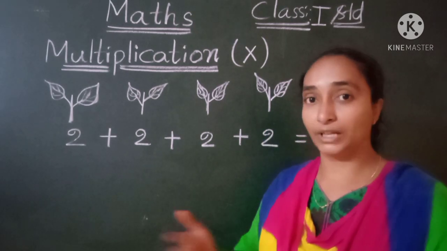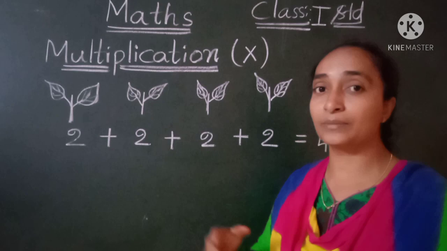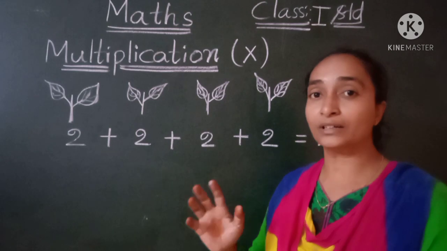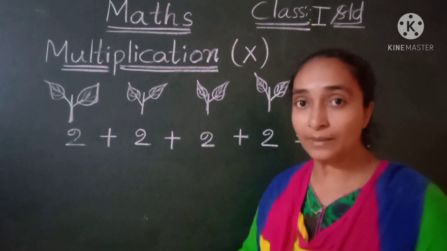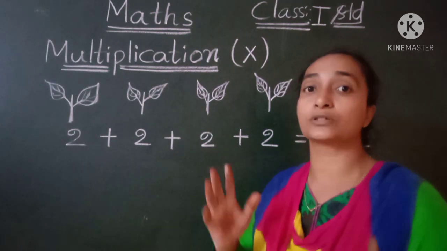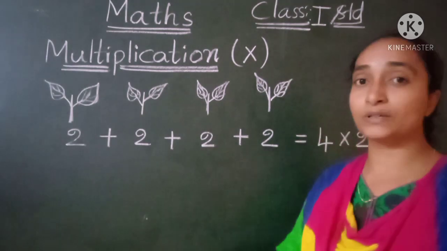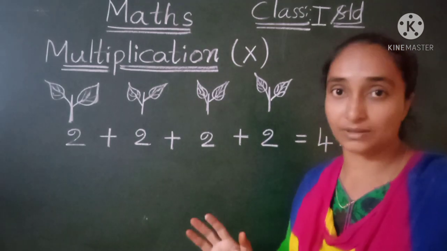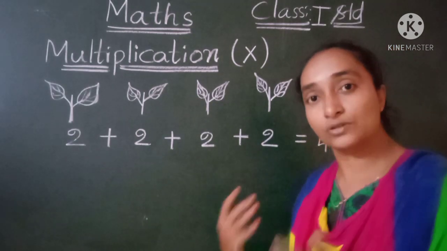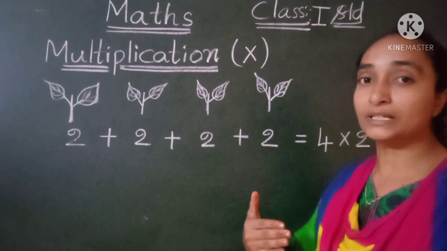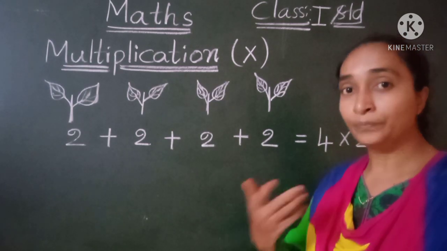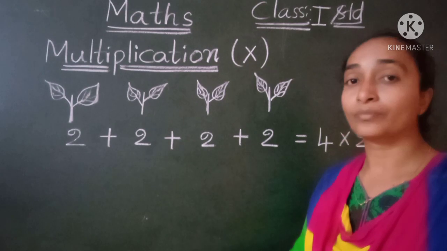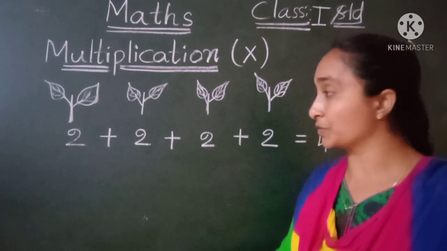If the flowers were different, if the count was different, then it would be different. But here it is not different. So all are the same. First group also the same, second group also the same, third group also the same. So all the 4 groups have the same leaves. That means 2 leaves, 2 leaves, 2 leaves, 2 leaves. Repeated addition, repeating the same number. Repeating of the same number, that is called multiplication.